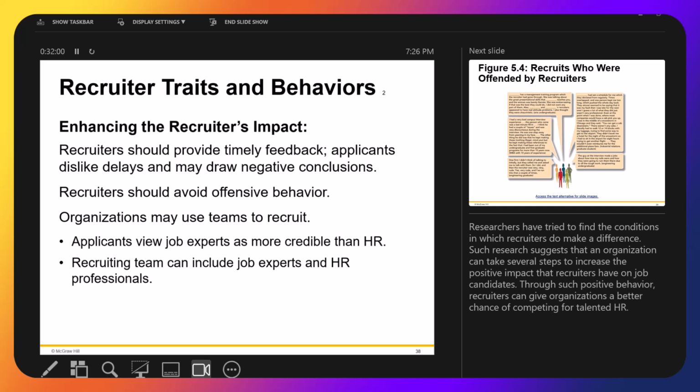But if you have different people with HR, let's say people with different backgrounds, then that'll help. A recruiting team can include job experts and HR professionals, and that's the best way to do it. And that's a lot of times what I used to be involved in when I was doing recruitment for the federal government.